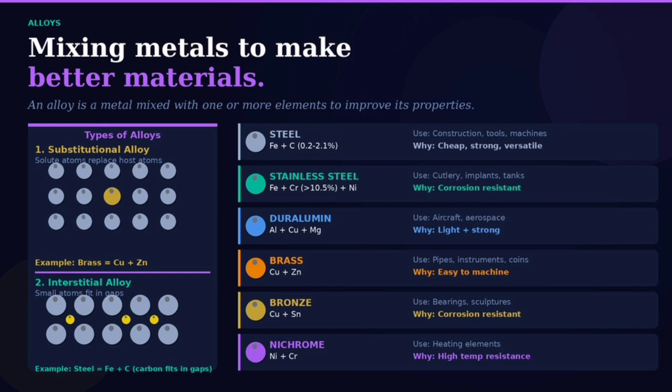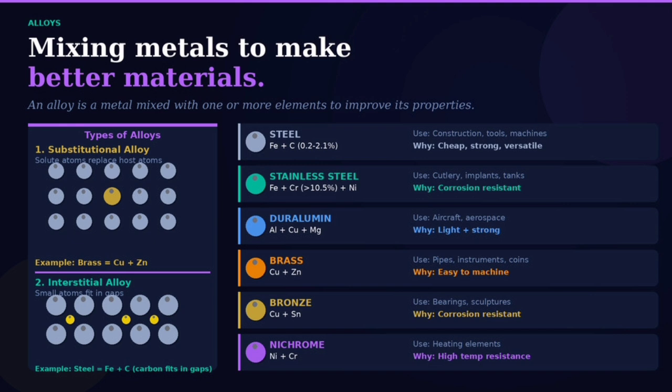Look at the 6 alloys on the right. Steel, iron plus carbon, the most produced engineering material on Earth. Stainless steel, iron plus chromium and nickel. The chromium forms an invisible protective oxide layer on the surface, making it corrosion resistant. That is why your kitchen utensils do not rust.